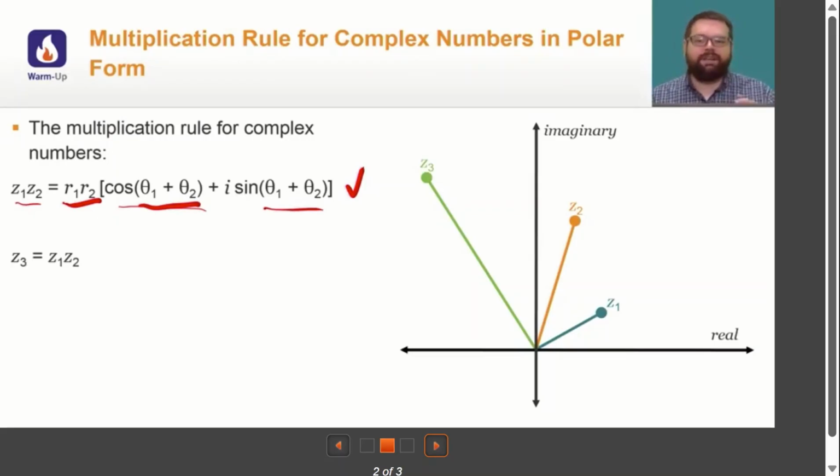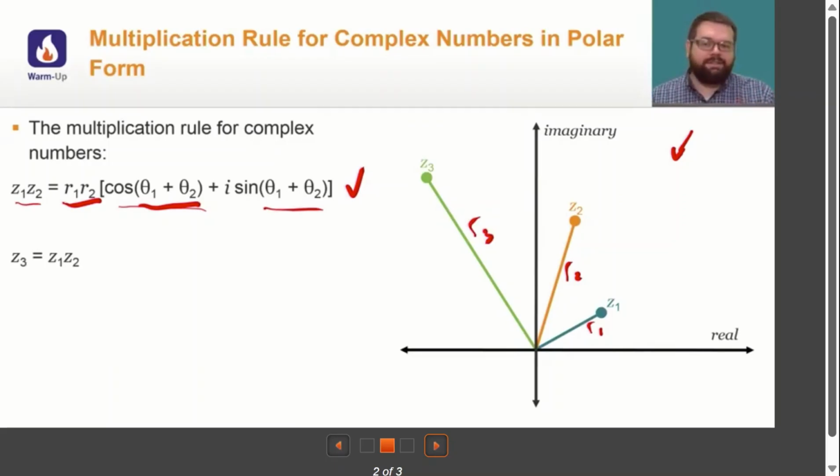The result is a complex number that often has a modulus and argument that are unique from the first two numbers. This is reflected in the image on the right. The complex number z sub 3 represents the product of the numbers z sub 1 and z sub 2. This would be r1, r2, and r3.